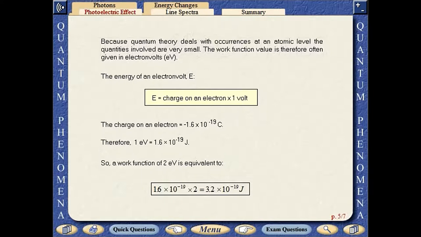Because quantum theory deals with occurrences at an atomic level, the quantities involved are very small. The work function value is therefore often given in electron volts. The energy of an electron volt is equal to the charge of an electron multiplied by 1 volt. 1 electron volt has a value of 1.6 × 10^-19 joules.